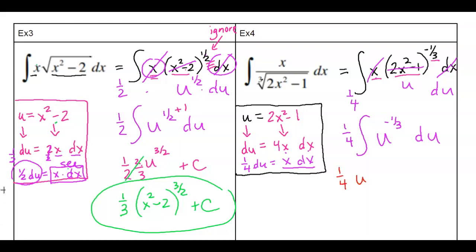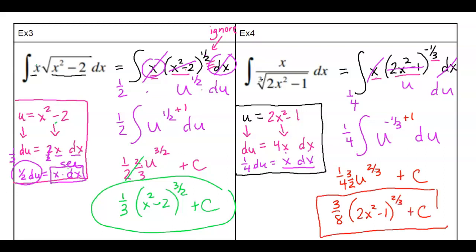1/4, add 1, so I get 2/3, multiplied by the reciprocal, plus c. Well, nothing cancels, so I get 3/8. u is that to the 2/3 plus c.